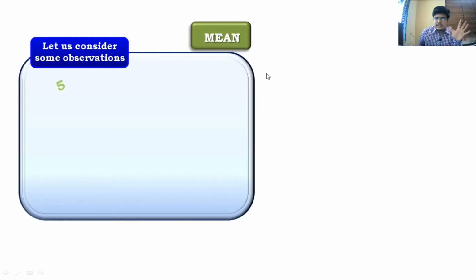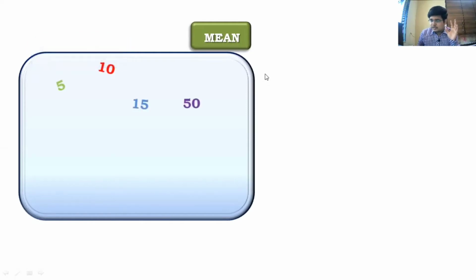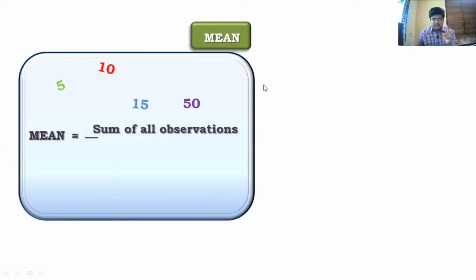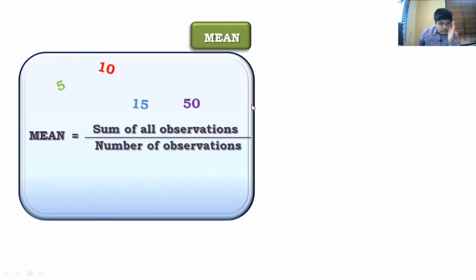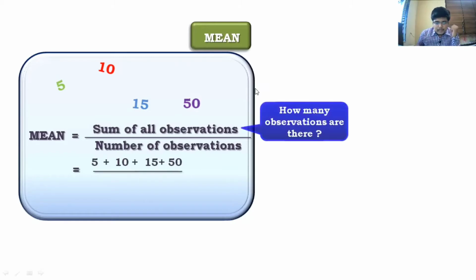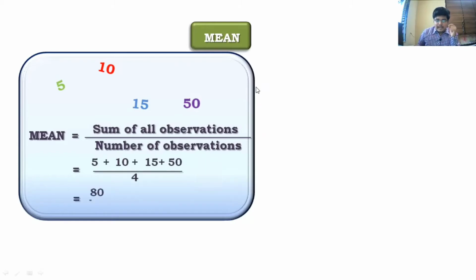So here let us consider some numbers. Here we have some numbers on the screen. We have to find the mean. So mean is given by a simple formula, sum of all these observations divided by the number of observations. So you have to add all these 4 observations, 5, 10, 15 and 50, and divide by number of observations, which is 4. So here we will get 80 upon 4, that is 20. So the mean simply is 20.